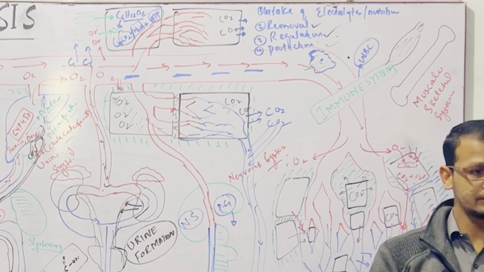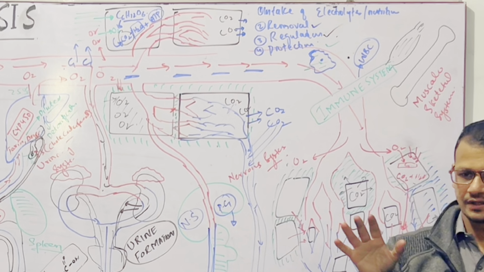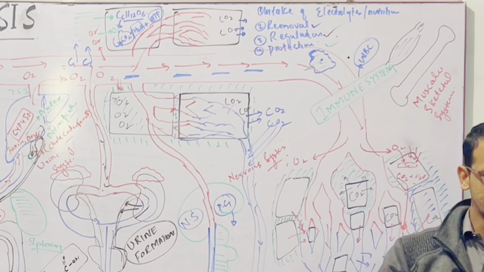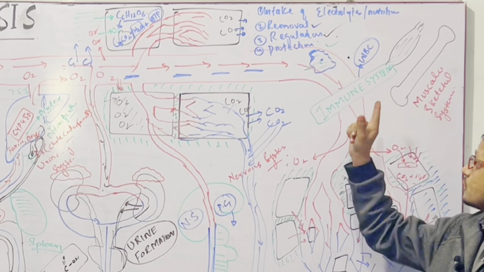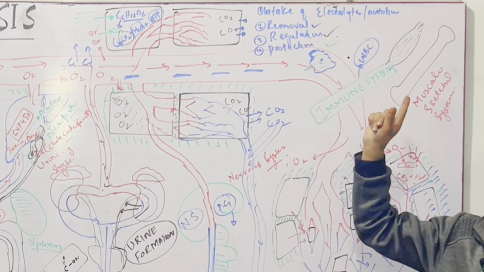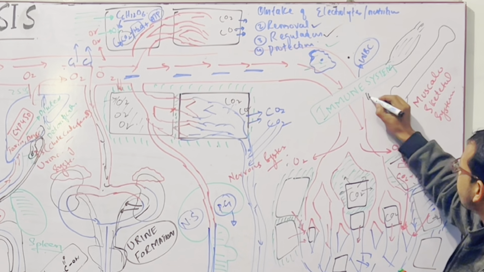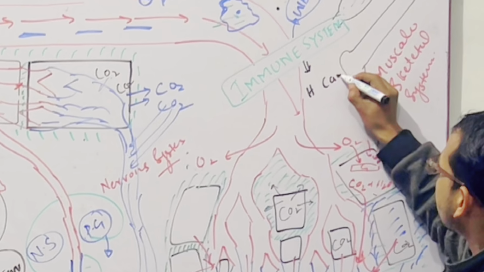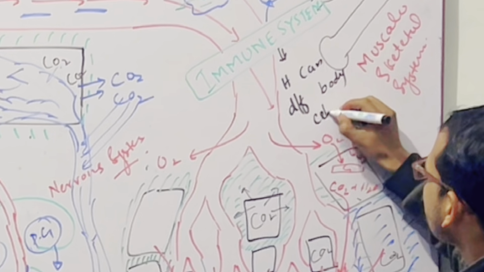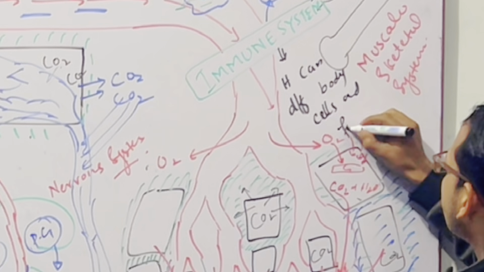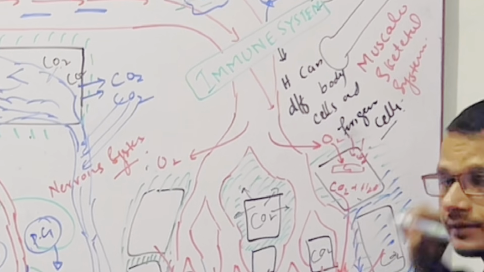The second system is the lymphatic system, which is full of macrophages and other T cells and K cells, which are killing cells. As well as killing cells, one of the important roles of immune cells is that they can differentiate body cells from foreign cells or particles.